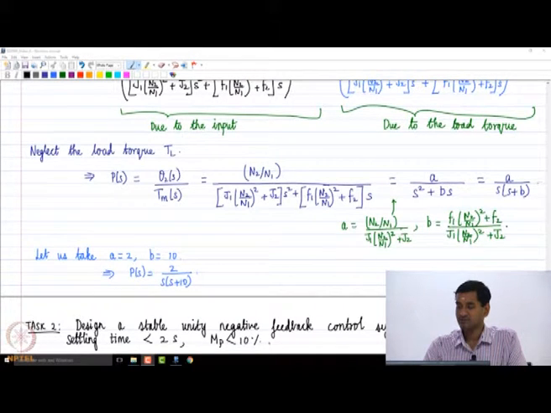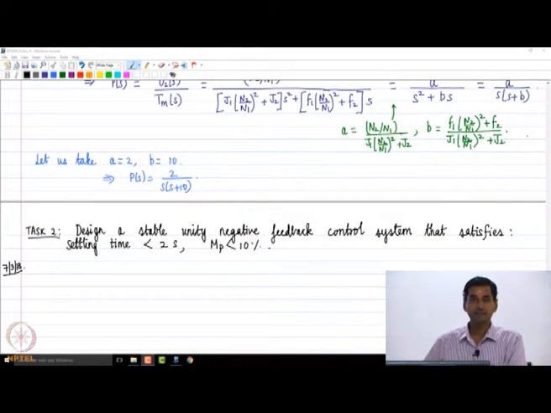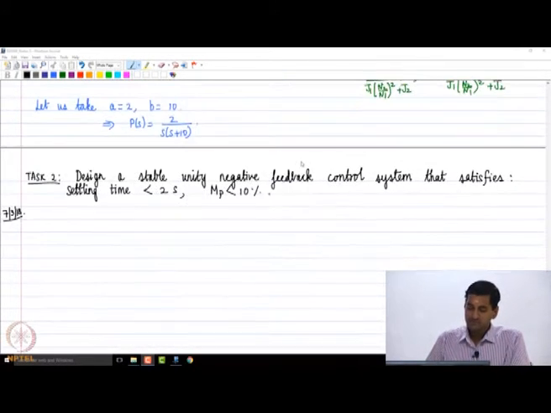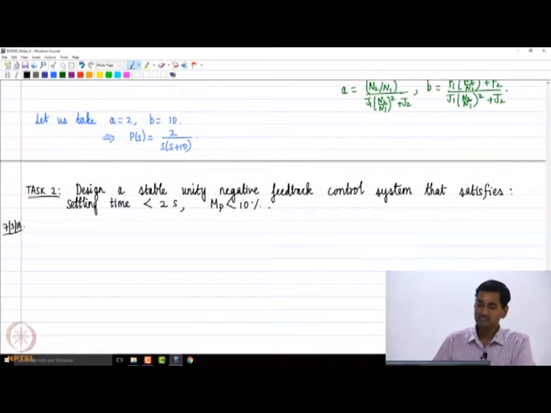So consequently, we are interested in designing a closed loop feedback control system that would stabilize the closed loop system, not only stabilize it, but also satisfy these performance requirements of the settling time being less than 2 seconds and peak overshoot being less than 10%. Okay, so that's where we stopped yesterday. So now let's complete the design process today.